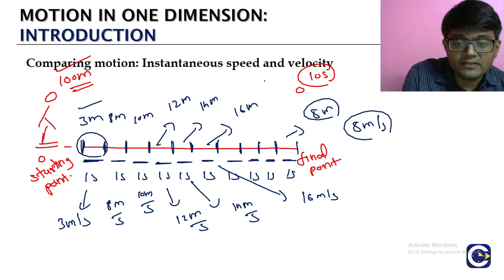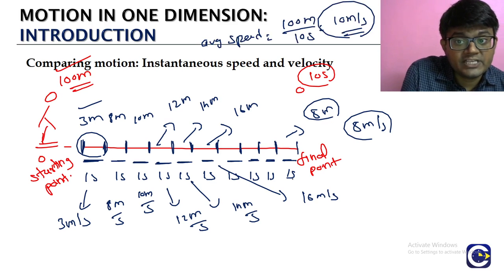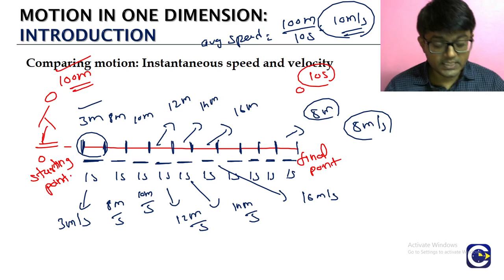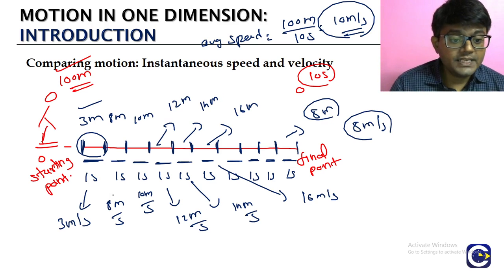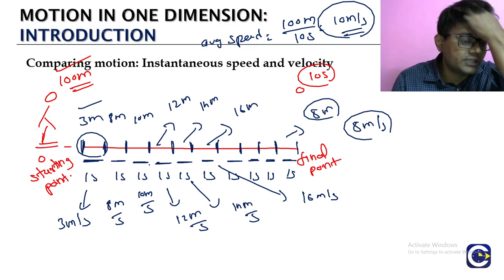So the point is, in the entire journey, the speed is not the 10 meter per second we calculated. What is the average speed for the entire journey? Total distance is 100 meter divided by total time. So the average speed for the entire journey is 10 meter per second. If you break the journey into small intervals, what is happening? In each interval, the speed is changing.